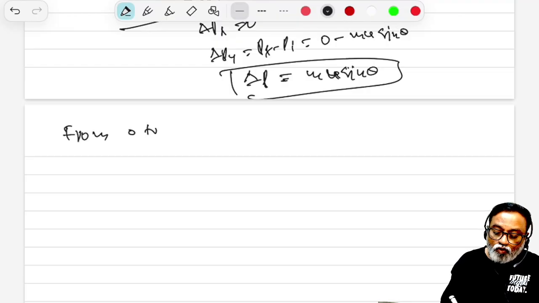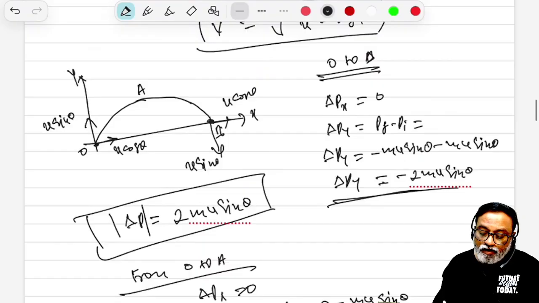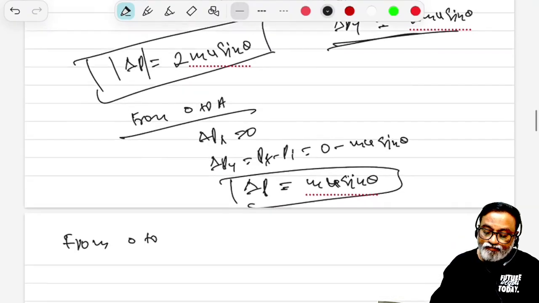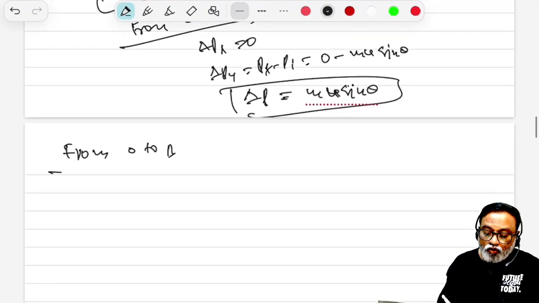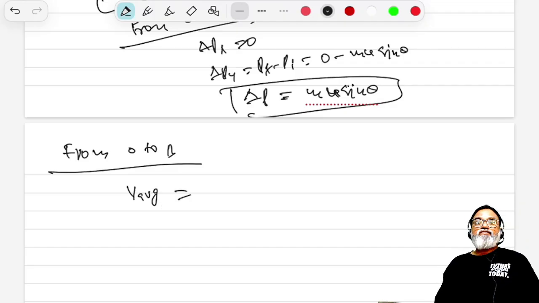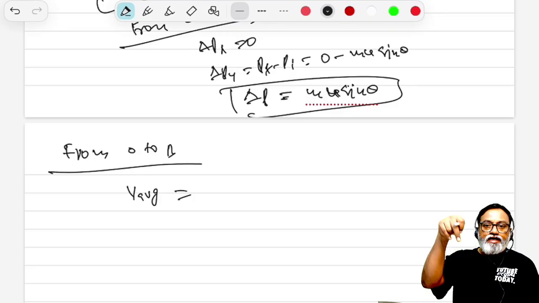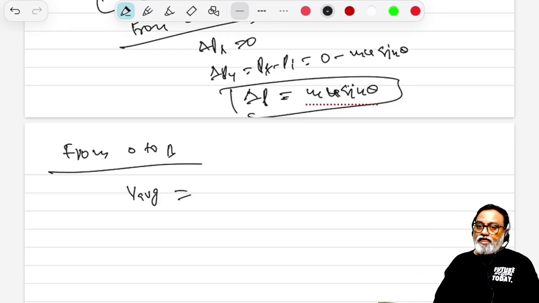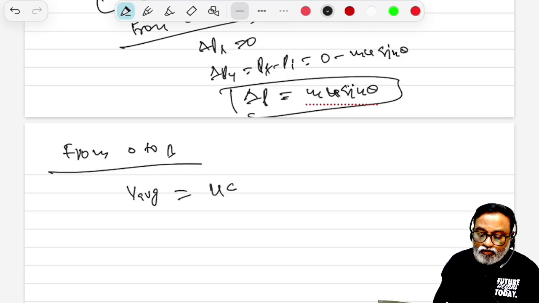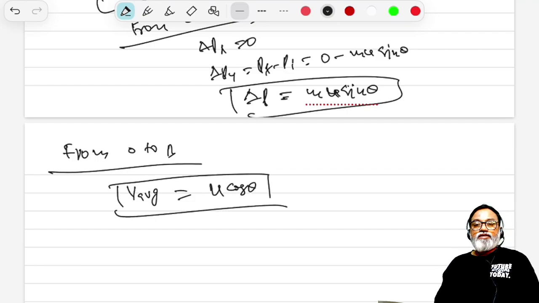From O to A or B, this is point B, the landing point. O to B, average velocity V average is equal to, in horizontal direction u cos theta, vertical direction initially u sin theta, and finally u sin theta downwards, so the vertical average velocity is 0. Whereas this average velocity is only due to the horizontal component, that is equal to u cos theta. This is the average velocity between point of projection and landing point.